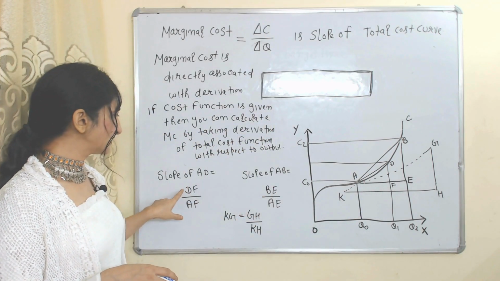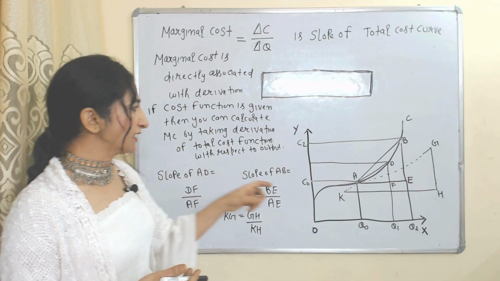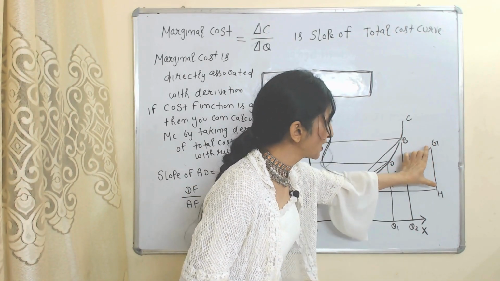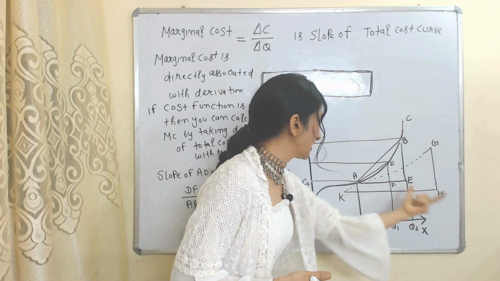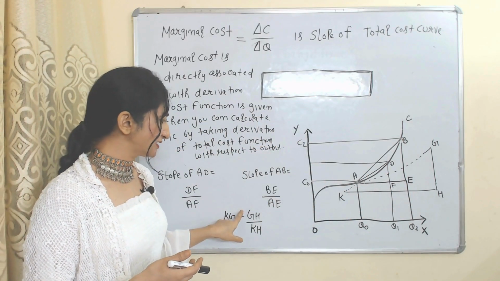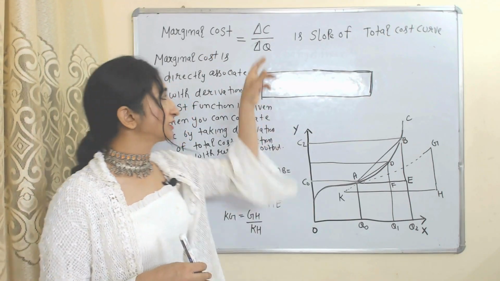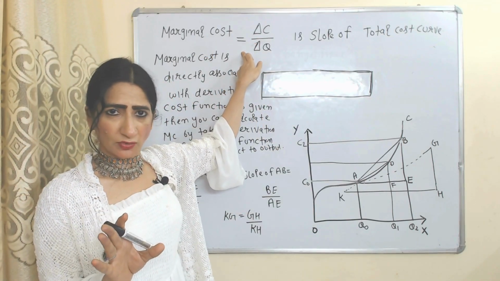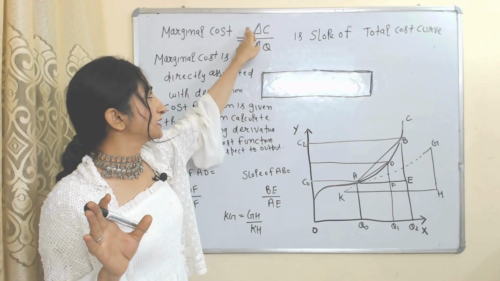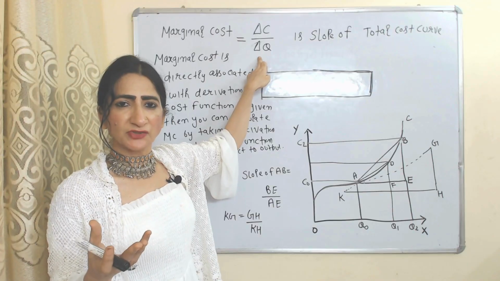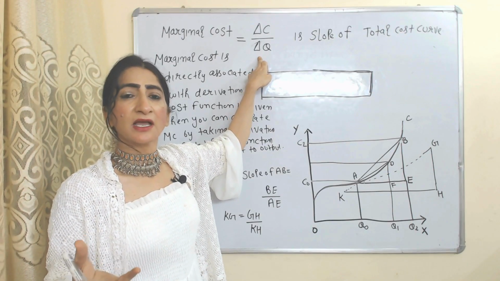The slope of the AD line is DF over AF. Similarly, the slope of this KG line is GH over KH. Now think about marginal cost. This is the formula to calculate marginal cost. We have already discussed change in cost over change in output, which means marginal cost merely tells us how much cost changes due to change in output.